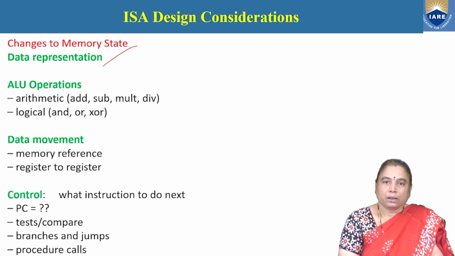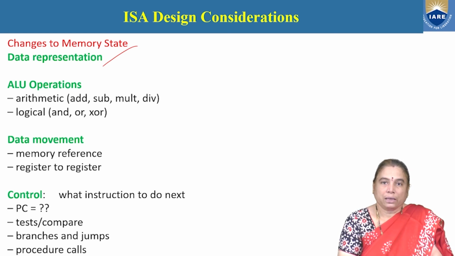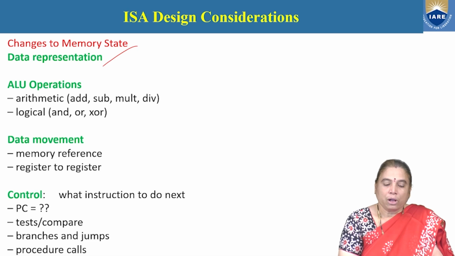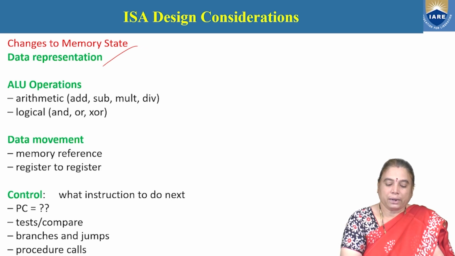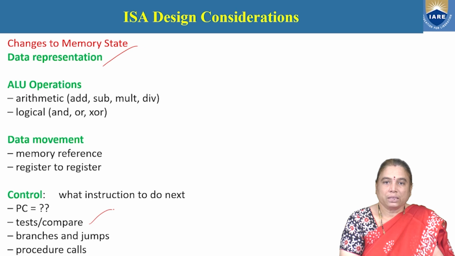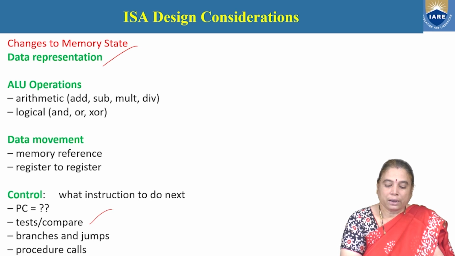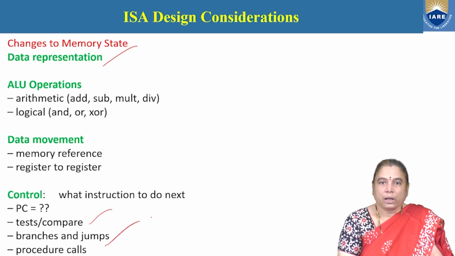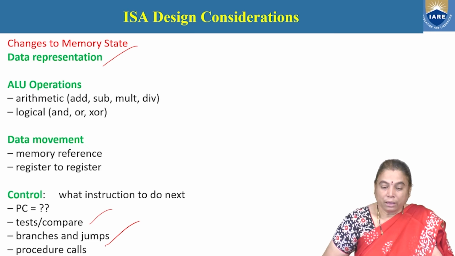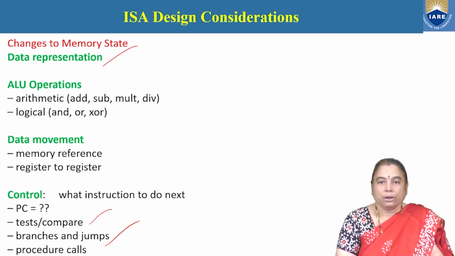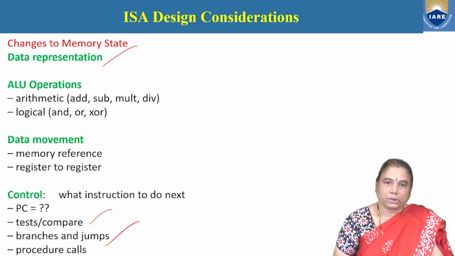Next one is the control and branching statement can also be considered. What instructions you can do next, how to update the PC address, and how the comparison or testing can be done. After evaluation of testing, how branching can be done, how to call procedures. All these considerations can be considered during the design of the instruction set architecture.